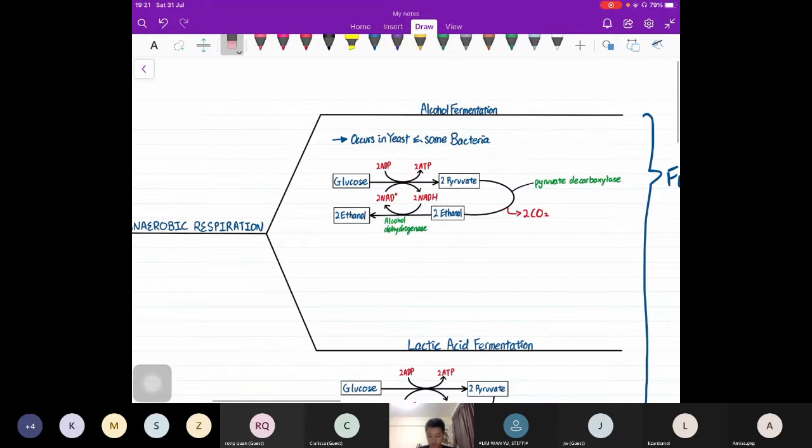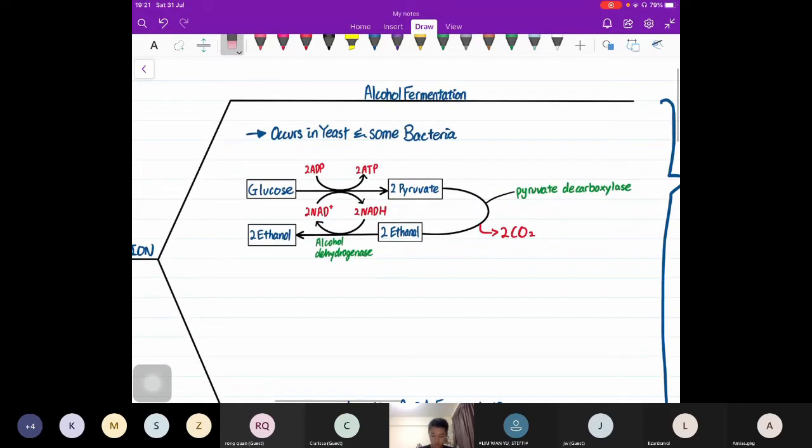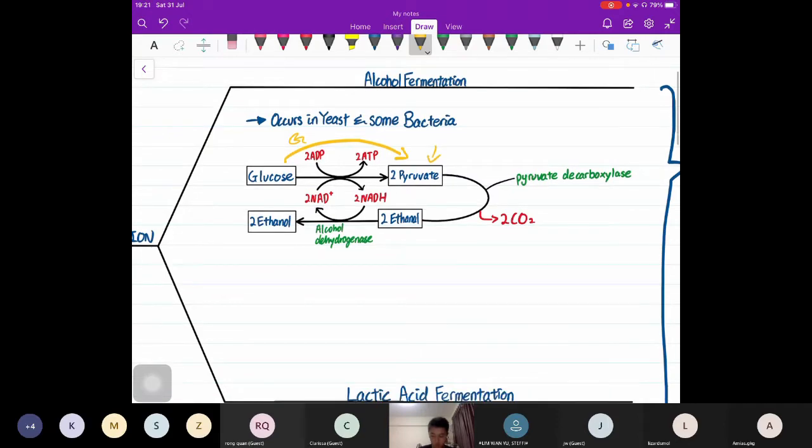Alcohol fermentation occurs in yeast and in some bacteria. So this is sort of how the entire process works. First we start off with glucose, and it undergoes glycolysis, and in the end it forms your pyruvate. So glucose to here, this is your glycolysis. 2 ADP goes in and 2 ATP comes out. We're talking about net here.